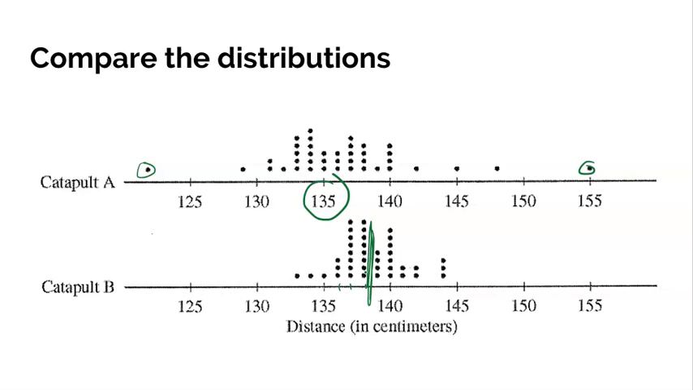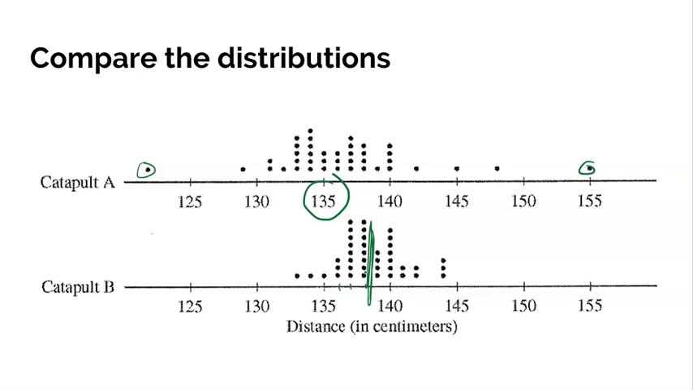So I don't care if it's a slight change. It's still something worth talking about. A is around 135. B is around 138 centimeters. Now I could talk about spread. And I think spread is where we see the biggest difference between these two distributions.